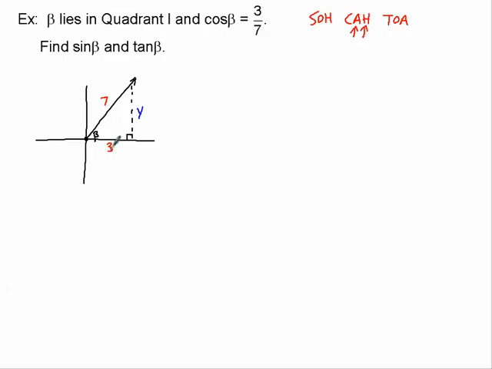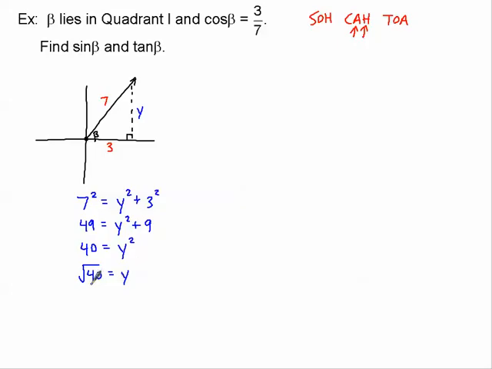It doesn't ring a bell, 3 something 7. That doesn't ring a bell as a Pythagorean triple. So it looks like I'm just going to use the Pythagorean theorem. 7 squared is equal to y squared plus 3 squared. So this is 49 is equal to y squared plus 9. Let's subtract 9, and now we're at 40 is equal to y squared. And let's take the square root. So now we've got the square root of 40 is equal to y.